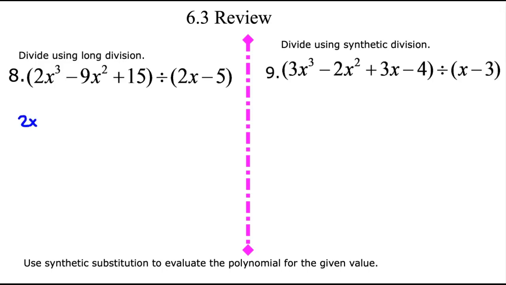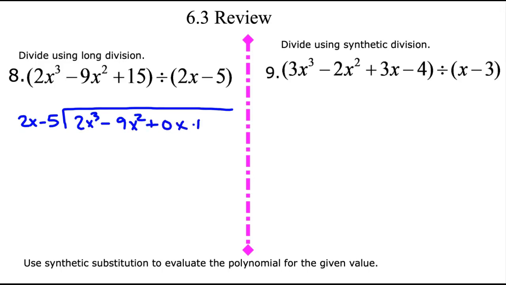Divide by 2x minus 5. And I do have to fill a 0 on this one: minus 9x squared plus 0x plus 15. So watch out on filling a 0. Okay, what times 2x gives me 2x cubed? That's going to be x squared.